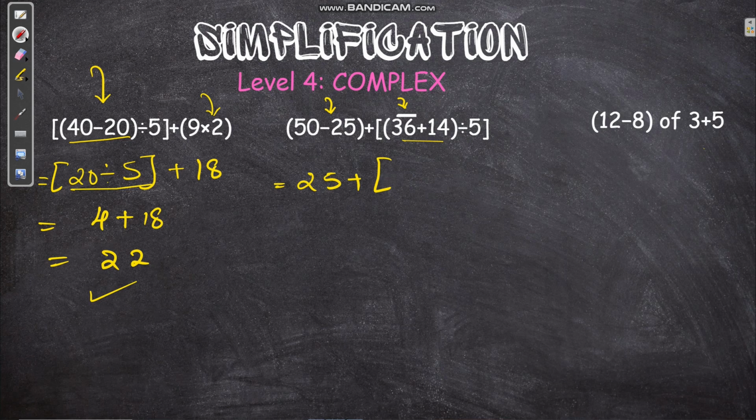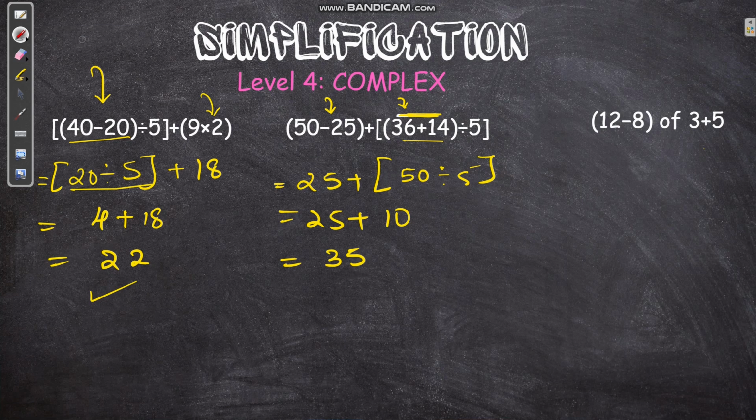So 36 plus 14. Let's solve this. 36 plus 14 is 50, divided by 5. It should be like this, the entire thing. Now 25 plus 50 divided by 5 is 10. So 25 plus 10 is 35. That is your answer.